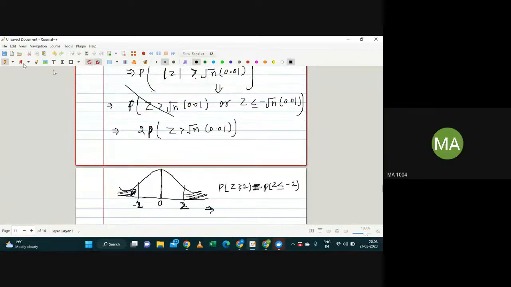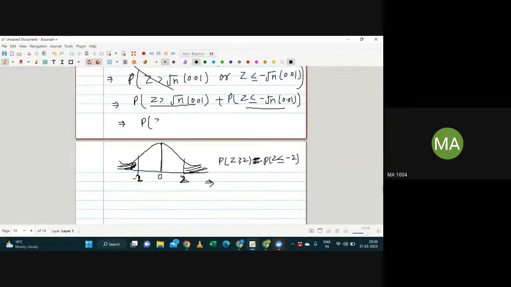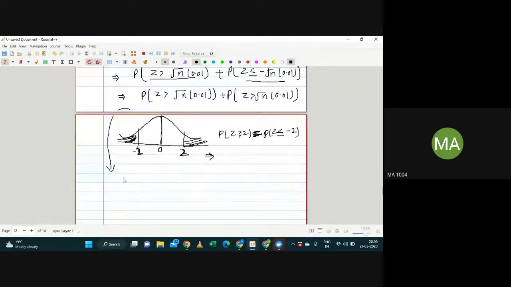Okay, let me add one more step so that it will be clear for you. This means probability z is greater than square root of n 0.01. It's also probability z is lesser equal to minus square root of n 0.01, right? Since these are the same, I can write probability z greater than square root of n 0.01 plus probability z greater than square root of n 0.01. So it will be 2 times the probability z is greater than square root of n 0.01. So far it is okay to everyone?